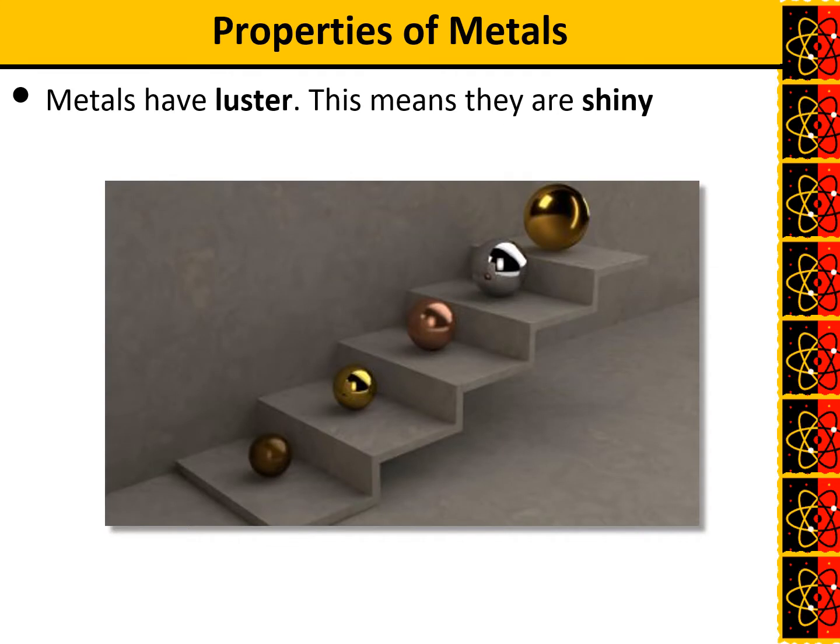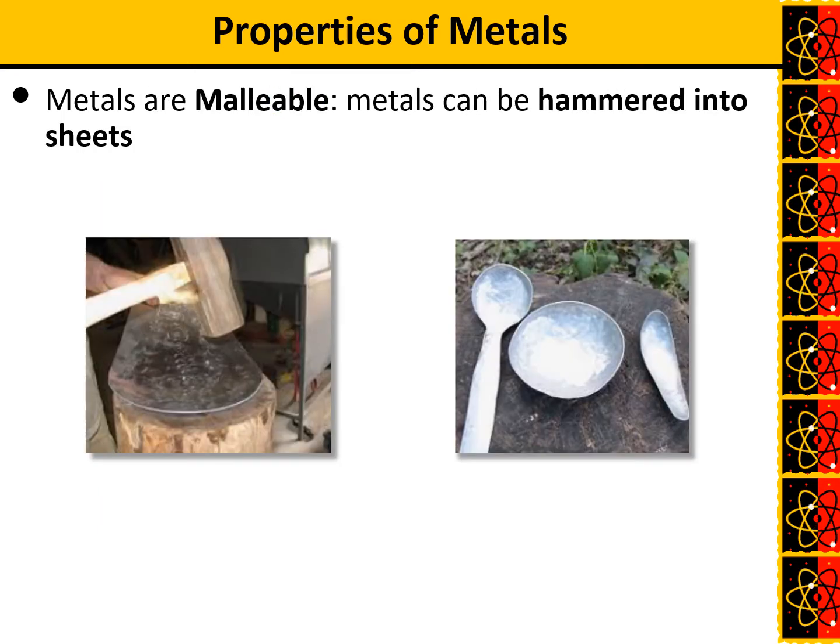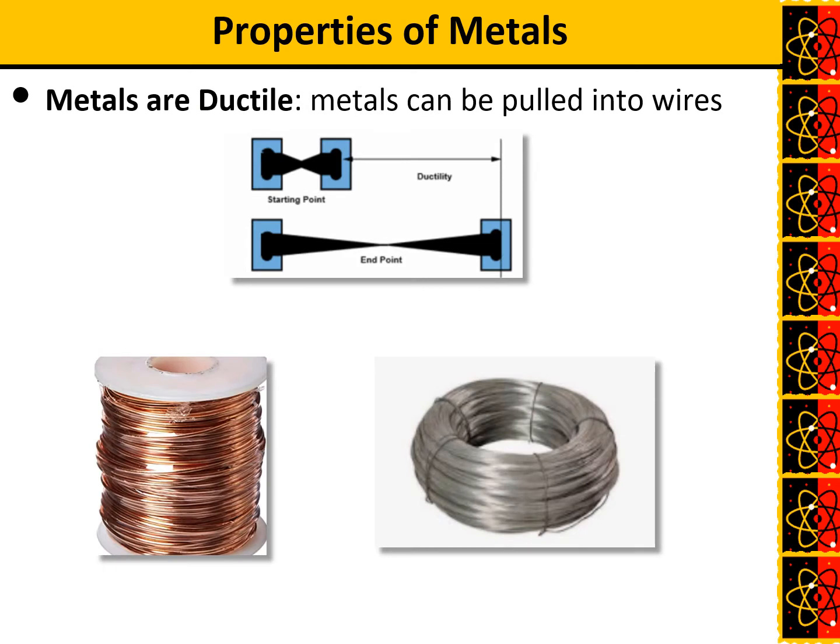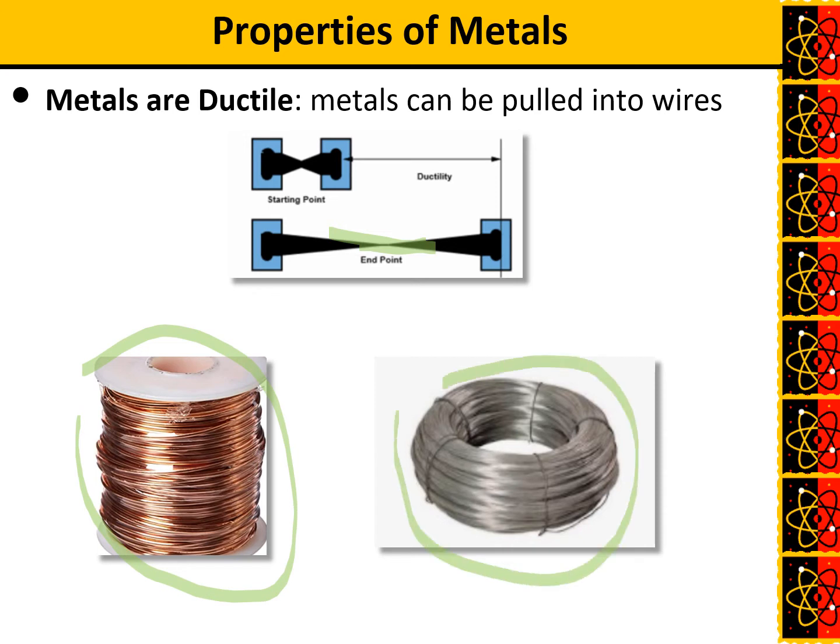This is a set of slides where we are going to see different properties of the metals that are characteristic of them. For example, metals have luster, and luster means that they are shiny. We also know that metals are malleable, and malleable means that we can hammer them into different shapes like this one, also into sheets. Metals are also ductile, and ductile is the property of pulling them down into wires. And you can see here a copper wire, and this is a nickel wire.